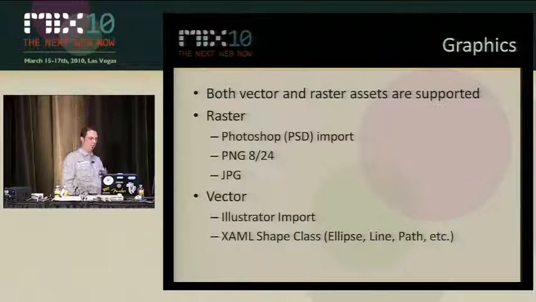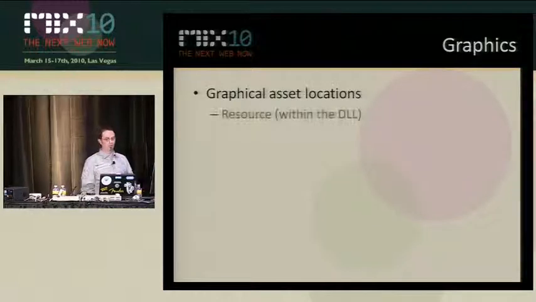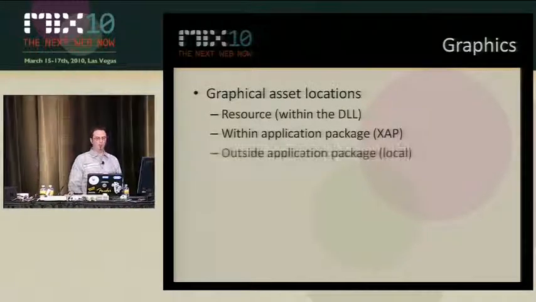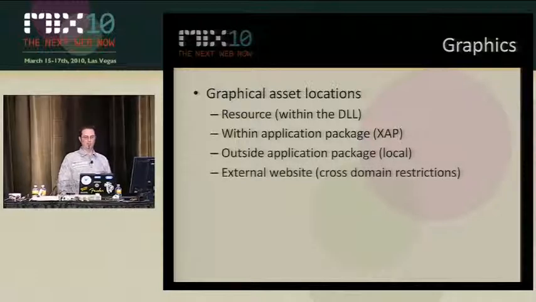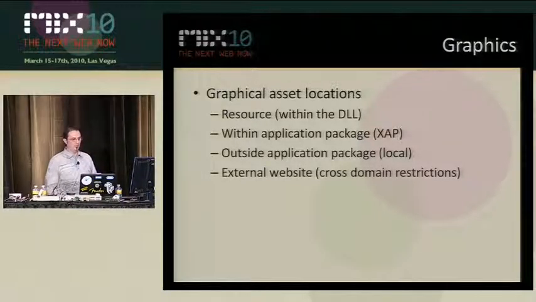So if these are the kind of images that we can use with Silverlight, we need to talk a little bit about what we can do with them. When you actually create your application, you have the option of compiling them up within the DLL as a resource in your application. You can compile them with the application package, which is referred to as a XAP. If anybody doesn't know this, it's a renamed zip file. You can put them outside the application package, local on the same server, or you have the option of hosting them on an external website.